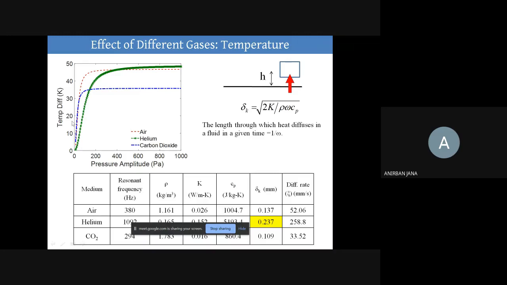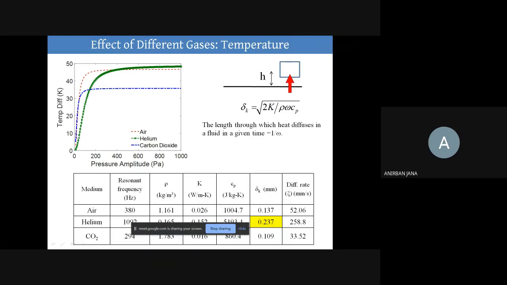However, for air and CO2, you can see that it saturates at almost 100 kilopascals. Now, this saturation occurs because even if you increase the pressure amplitude, this parcel does not have enough time to capture all the heat from the stack before it moves from this end to this end. So even if you increase the pressure amplitude, nothing happens. But for helium, you can actually increase the pressure amplitude and have an effect from it.